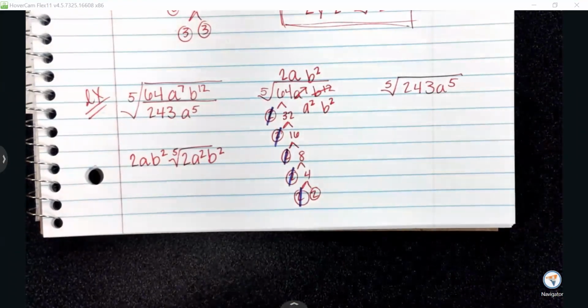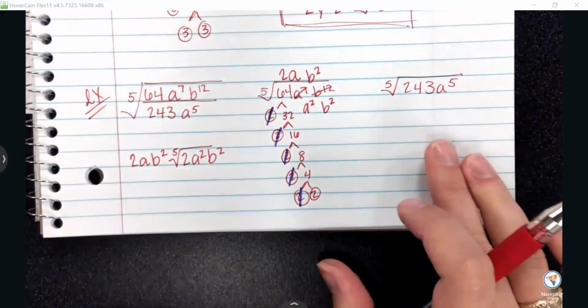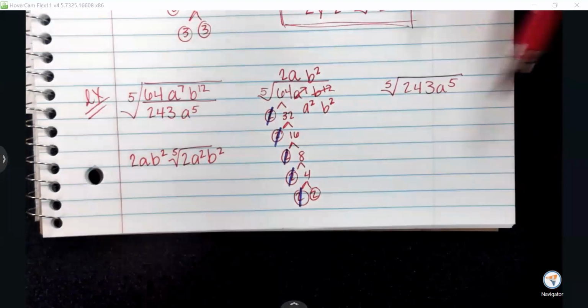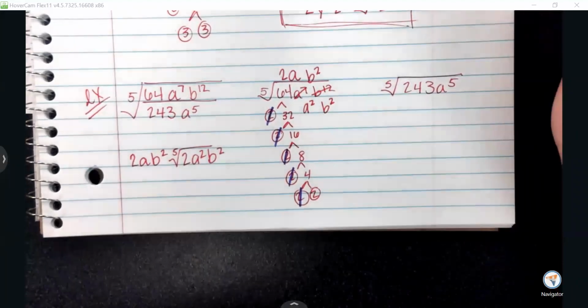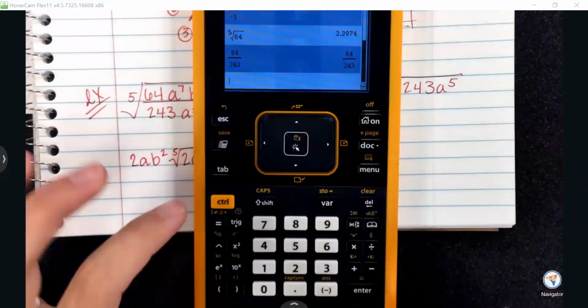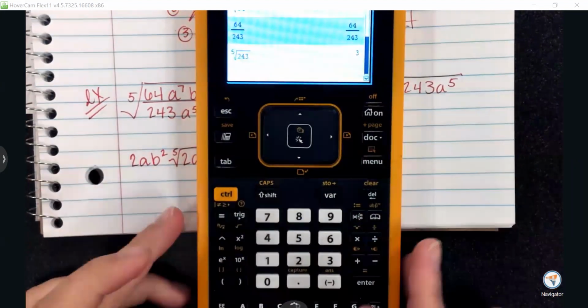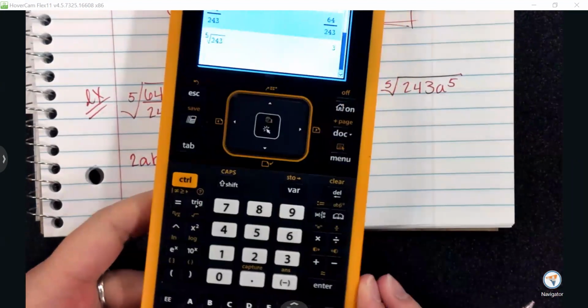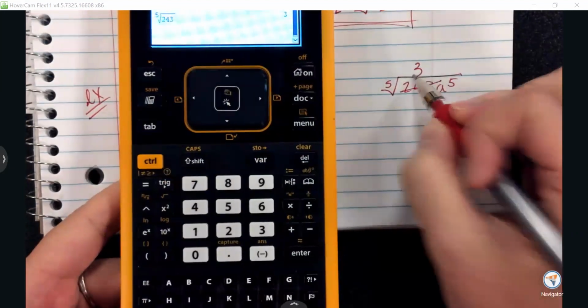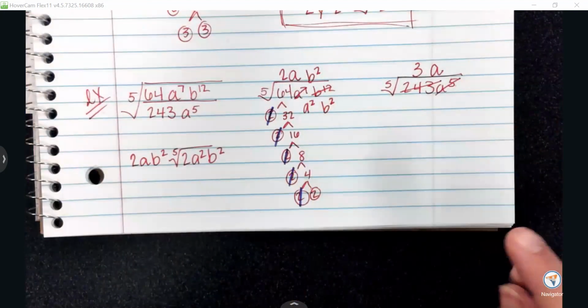Everybody following so far? Okay. So all I've done is the numerator. Now we gotta go do the denominator. Is 243 a perfect fifth root? Yes, it is. So if I put it in my calculator, if you want to, the perfect fifth root of 243 gives me 3. What does that mean? That means I can just take out the 3. It's a perfect number. And if I have a to the 5th, I can take out an a.